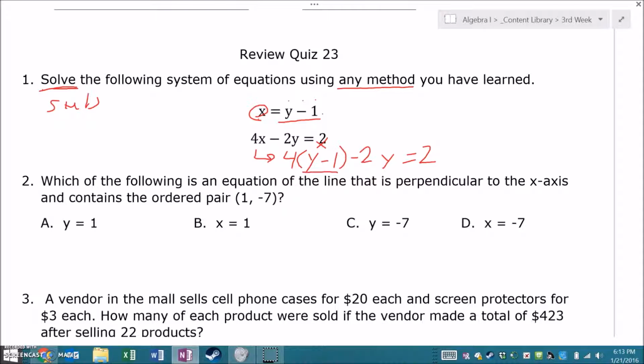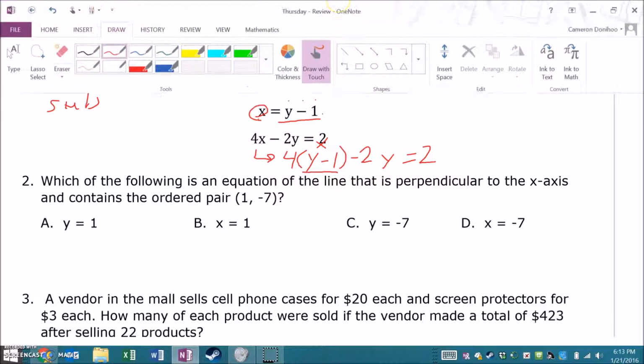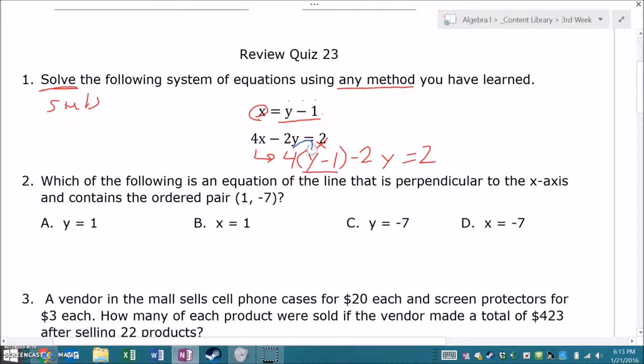So now from here, you'll be able to distribute. I'm going to change color. Distribute the 4 here, so that would be 4y. Distribute the 4 here, so that would be minus 4. And minus 2y equals 2. Okay, I'm going to kind of speed up here so I can get this done. We have 2 of the same term, 4y and minus 2y. So 4 minus 2 is going to be 2. Then minus 4, that's the same, equals 2.